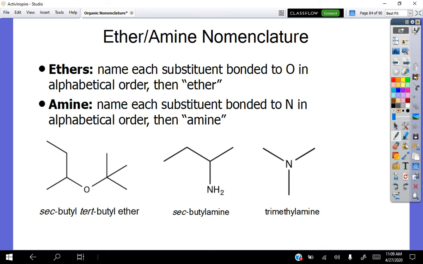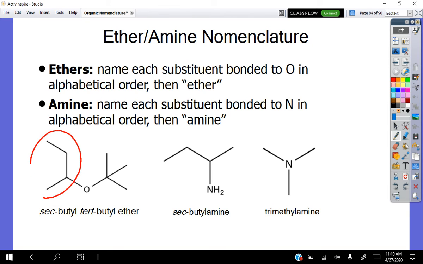The last group we have to look at are ethers and amines. What I will say with these is this is how you name them when they are simple, common ethers and amines. I wouldn't really classify this method as IUPAC officially. This is only if you've got 1 ether oxygen or 1 nitrogen in your compound, and you name the carbon chains as if they are branches sticking off of the O or the N. You name them in alphabetical order, and then you tag the word ether or the word amine at the end.